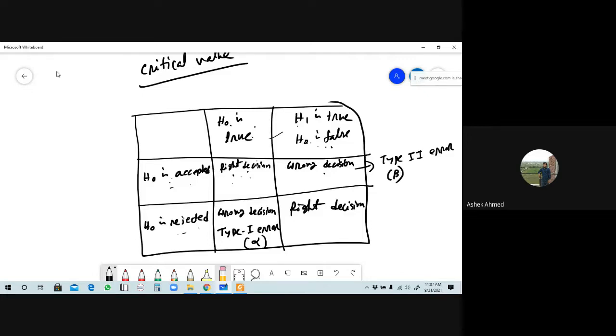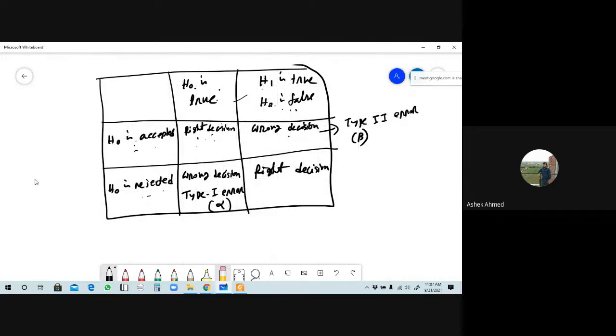Can you remember about alpha? Alpha was the significance level, is it right? That we learned from 7.1 and 7.3 topics, is it right? So alpha will be here the rate of type 1 error, okay, and beta will be here the rate of type 2 error.